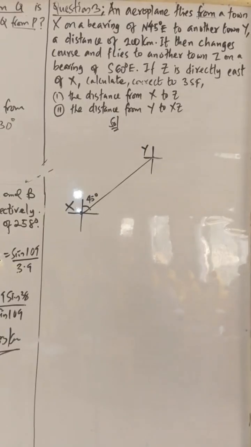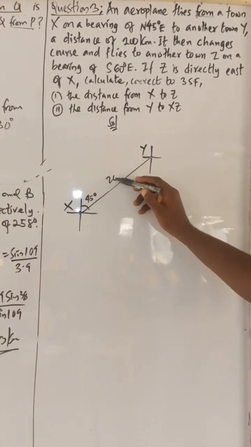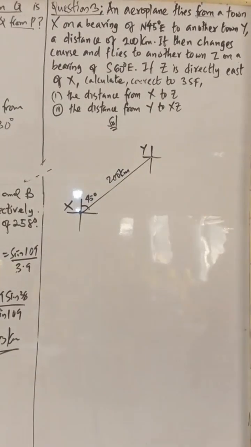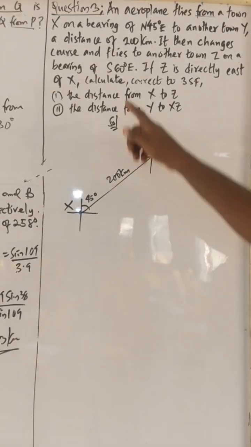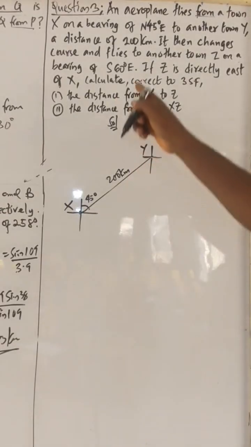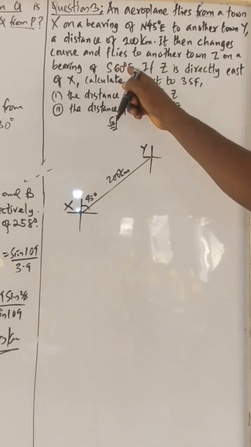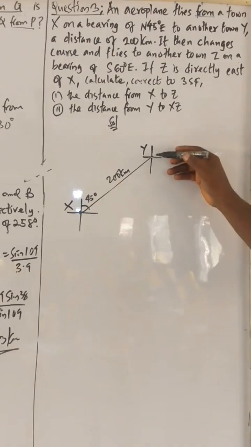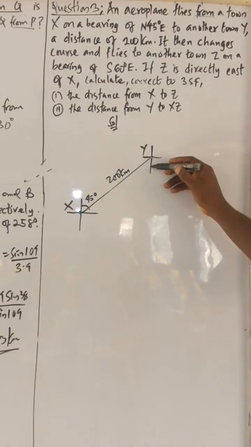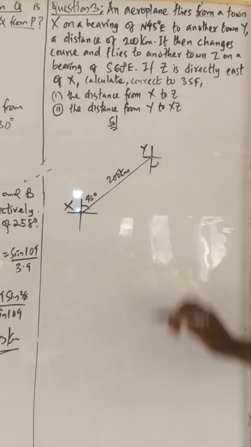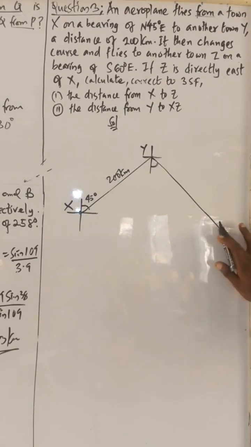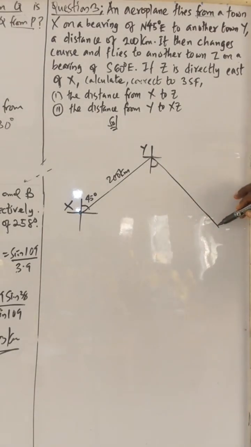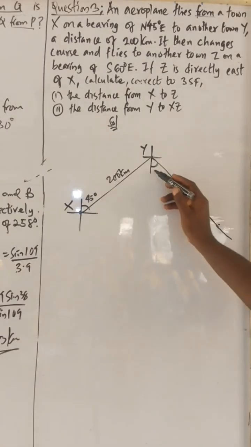A distance of 200 kilometers. It then changes course and flies to another town Z on a bearing 60 degrees, that's 60 degrees east of south. So this is south, 60 degrees east. Then we'll draw this. So this is the direction of what? Z. Direction of Z. So this angle is 60 degrees.